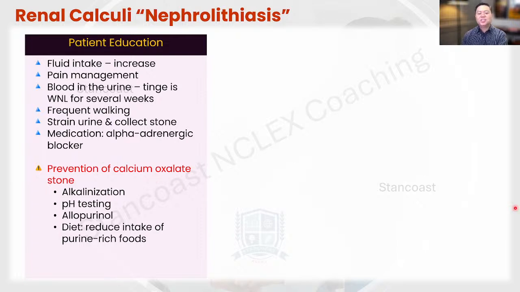Now, for the diet change here for this patient, we are going to reduce the intake of the purine-rich foods like red meat, fish, poultry, and also legumes. We're going to reduce the intake of the purine-rich foods, like the red meat, the fish, the poultry, and those legume type of foods.